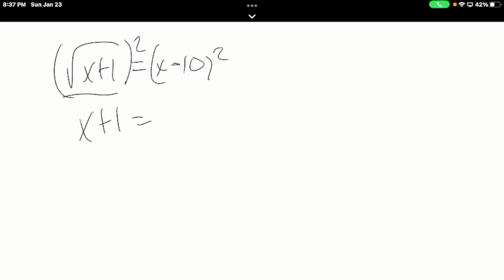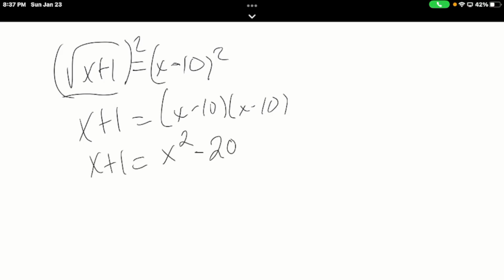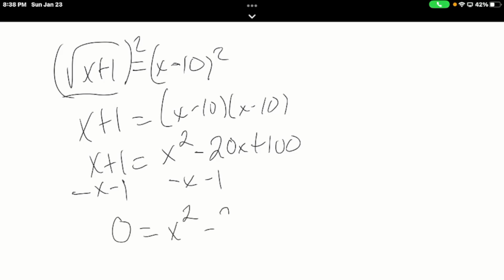So I got x plus 1 on the left. On the right, this is x minus 10 times x minus 10. The right-hand side goes to x squared minus 20x plus 100. I'm going to subtract over x and the 1. A lot of people just put a minus in front of the x and added 1 on both sides, giving them the wrong answer. I'm going to subtract 1 also, so minus x minus 1. This is 0 on the left. The right-hand side ends up being x squared minus 21x plus 99.